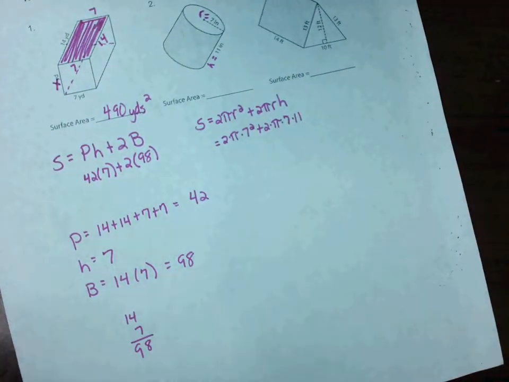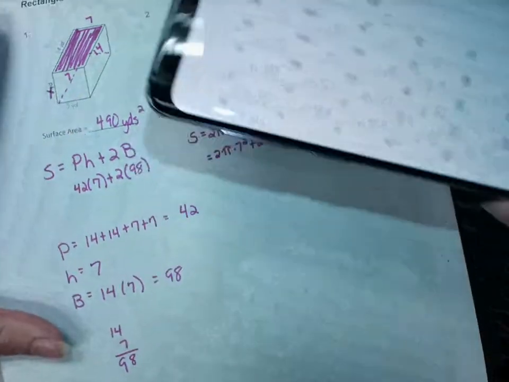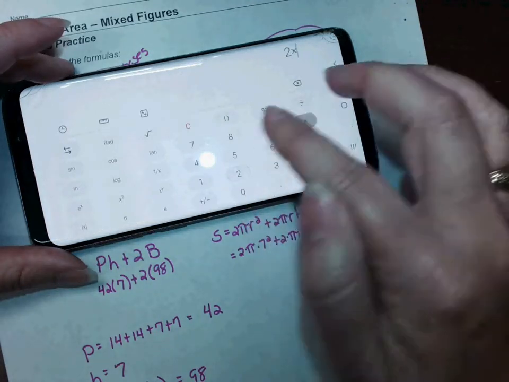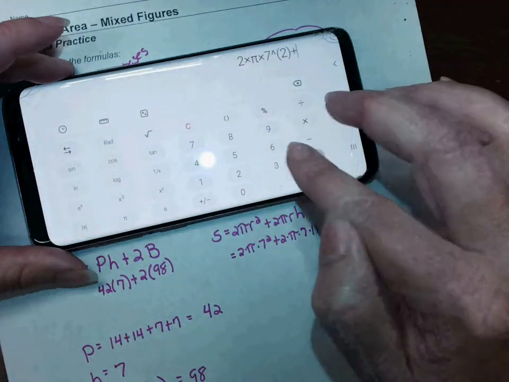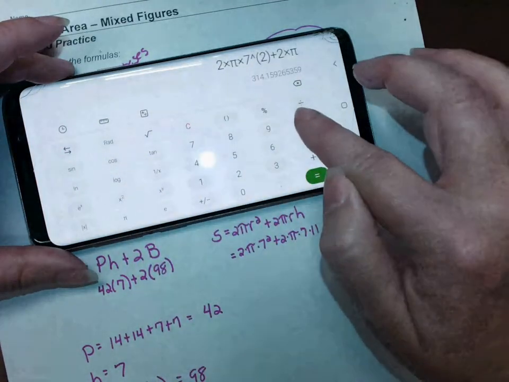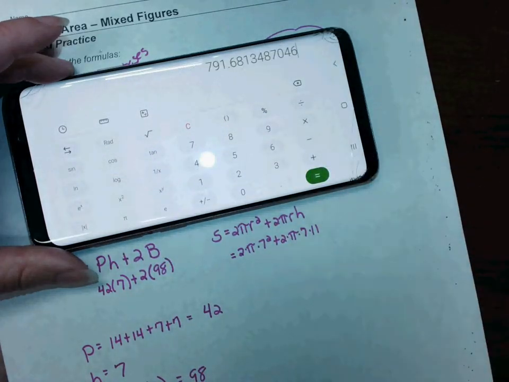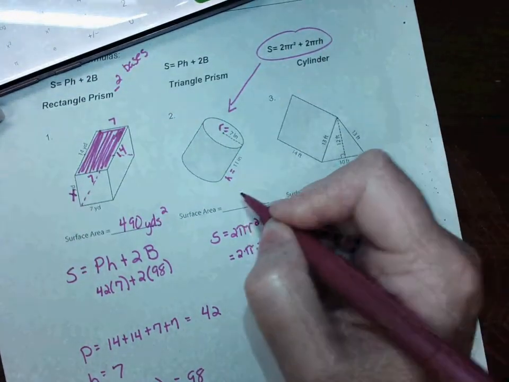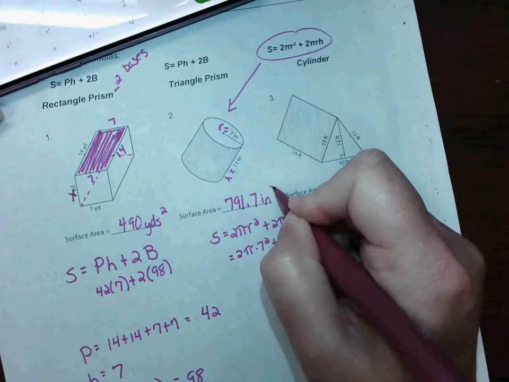And then if I do that on the calculator, again, I don't have one of those fancy ones handy, but I'll just do it here. It's the same thing basically. I'm going to do 2 times pi times 7 squared plus 2 times pi times 7 times 11. And I get, we'll say, 791.7 inches squared.